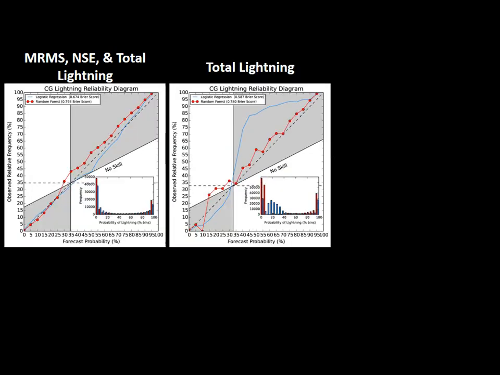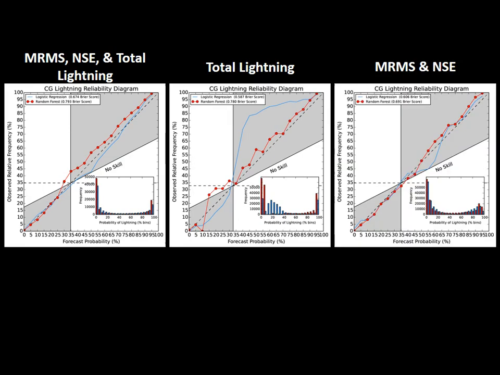Then we looked at, what if we looked at just total lightning? We took away the MRMS and model data. You can see there's a little bit more under forecasting, and the Brier score dropped to about 0.78. We then looked at, what if we took out lightning? A lot of times some of the lightning networks will drop out. How well does that do? The Brier skill score dropped even more to 0.691 for that case.